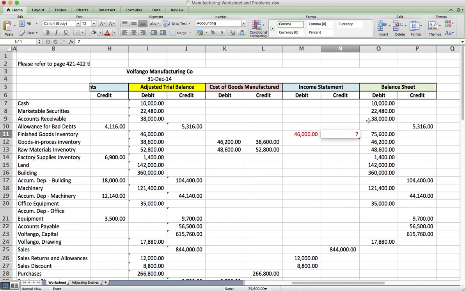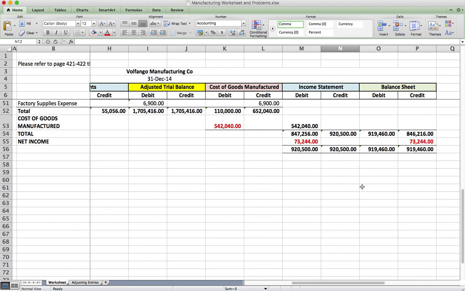Yan. 76,500. Ayun, class. So, tandaan nyo, class, ha? Mag-ingat kayo. Huwag nyo akong gagayahin. Nagkamali ako. 75,600 nilagay ko dito. 76,500 pala. Kaya hindi siya tied up. Okay?